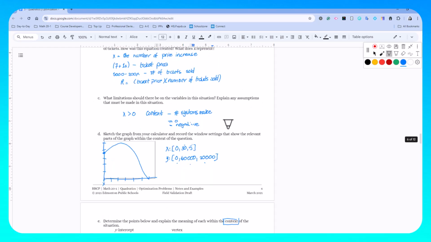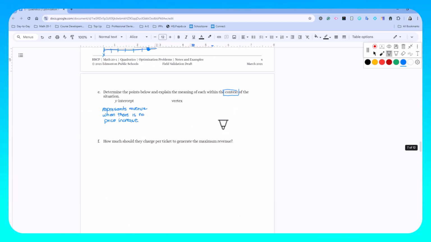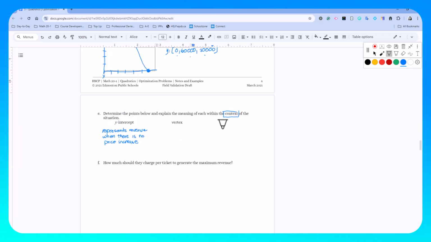I'm going to take it back. I'm going to say x greater than or equal to 0 in this case. Oh, and let's put in our y too. Y is also going to be greater than or equal to 0 because we can make no money down at this end. Which brings us to the next piece. The vertex. Well, they didn't ask us that. Never mind. My bad. I misread it. So let's keep going and determine the points below.